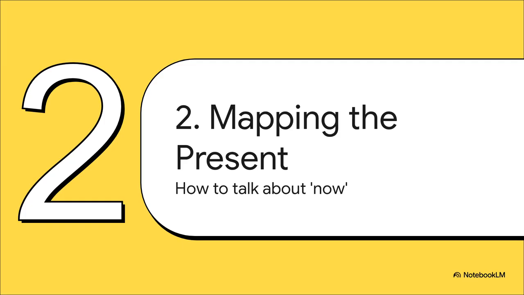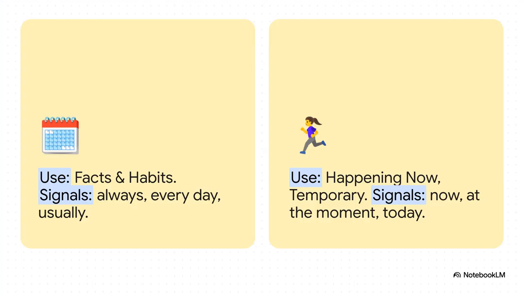Okay, so let's put this system into practice. We'll start with the present tenses, and we're going to focus on how to pick the right aspect to say exactly what you mean. So let's look at the 2 most common present tenses. On one hand, you have the simple present. This is for permanent truths, facts and habits. You'll see signal words like always or every day. Then, on the other hand, you've got the present continuous. This one's for what's happening right now or for things that are just temporary. The signal words here are pretty obvious, now or at the moment.